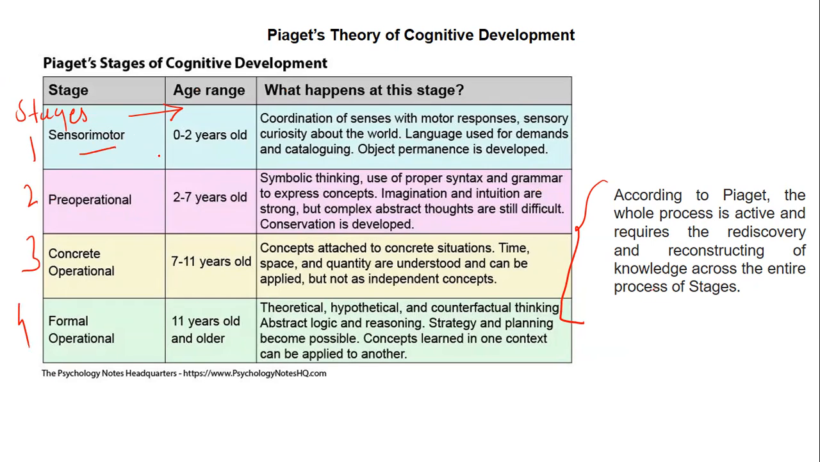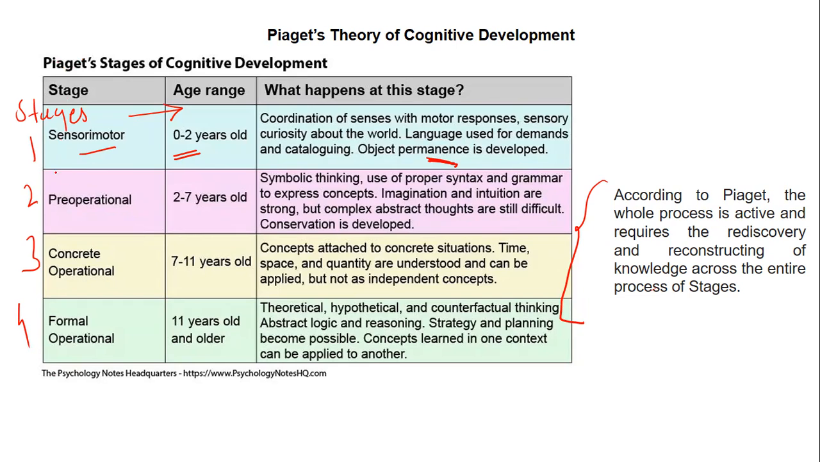We have completely four stages. First is the sensory motor stage, which is from 0 to 2 years old. Here we have motor responses, and language is used in order to demand. Object permanence is developed over here, so the child knows the object is permanent. Motor skills and sensory curiosity are very prominent in this stage.